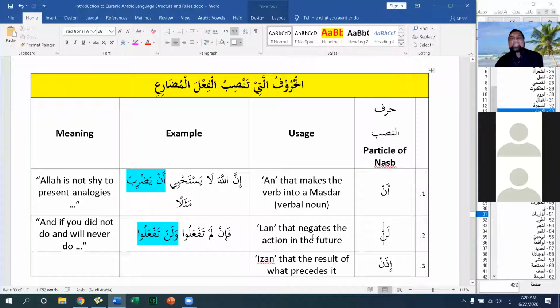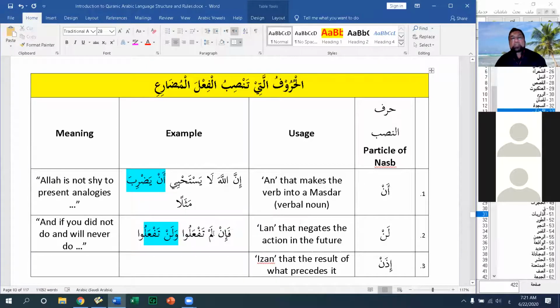Lan negates the action ever happening in the future. Allah says in Quran, فَإِن لَمْ تَفْعَلُوا وَلَن تَفْعَلُوا. Now the example we want here is لَن تَفْعَلُوا. It's originally تَفْعَلُونَ. It's one of those five present tense verbs that end with the noon, that becomes mansub with حذف النون. So this is originally تَفْعَلُونَ أَنْتُمْ تَفْعَلُونَ, and it becomes لَن تَفْعَلُوا. Also, we have an example of jazm with lam here. It becomes majzoom بحذف النون also.